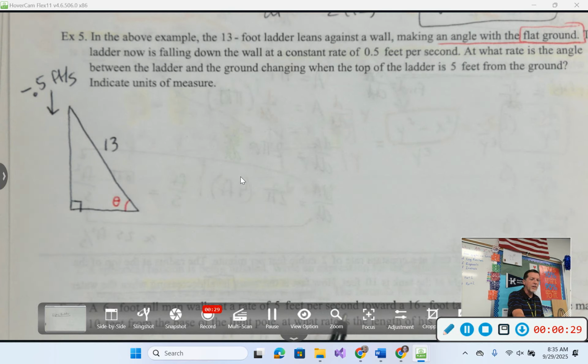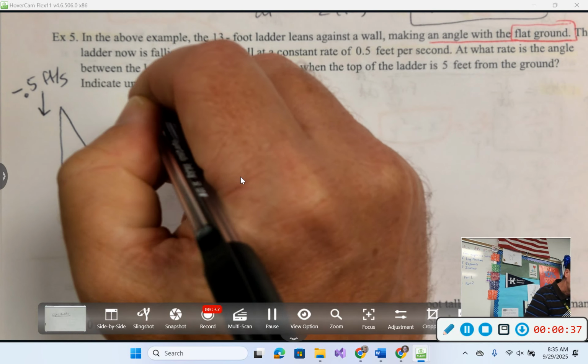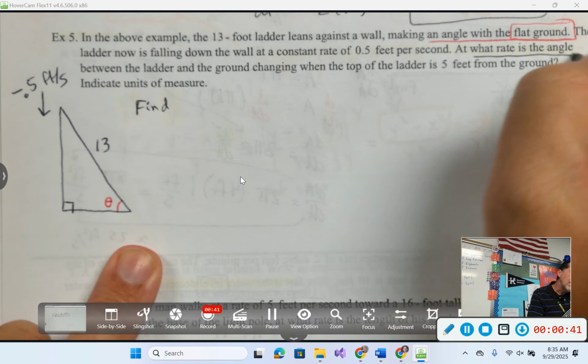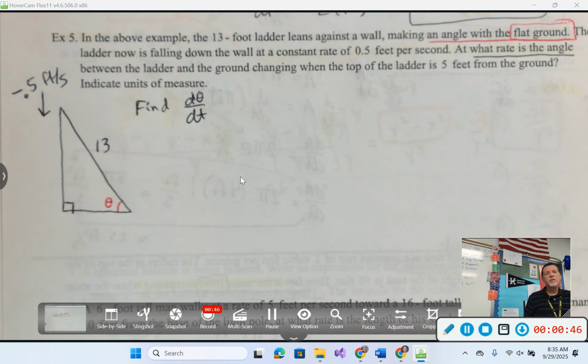At what rate is the angle changing? So what's it asking me for? Find at what rate, d theta dt. So that means I'll need an equation with theta in it, so that when I take a derivative, d theta dt will show up.